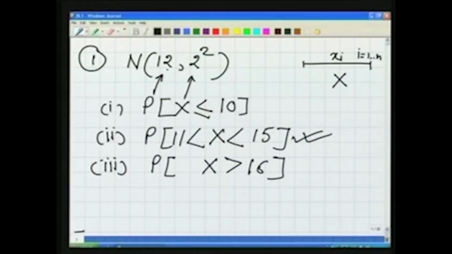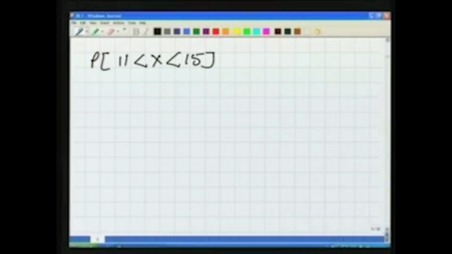Now, what we will do is go back to problem number 2. It was slightly different in the sense that we have to find the probability for x which is more than 11 and less than 15. Well, we will try to go very fast here. 11 less than x less than 15. What is it equivalent to? First we will transform these values into their corresponding standard variable or standard values.